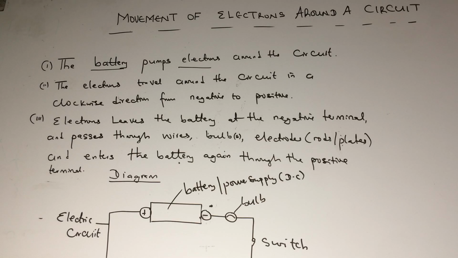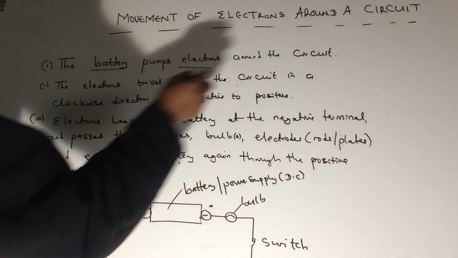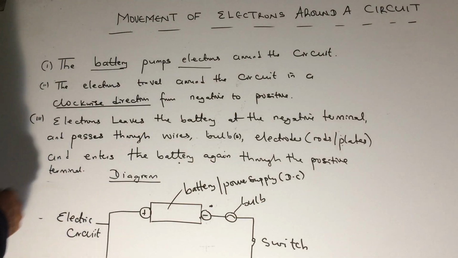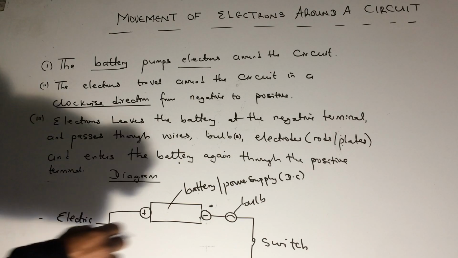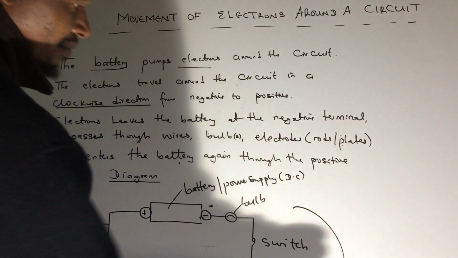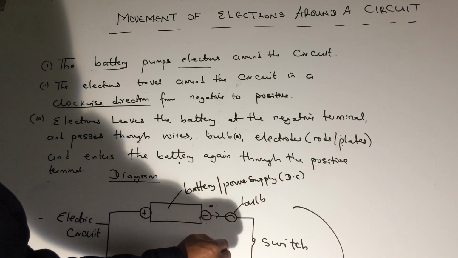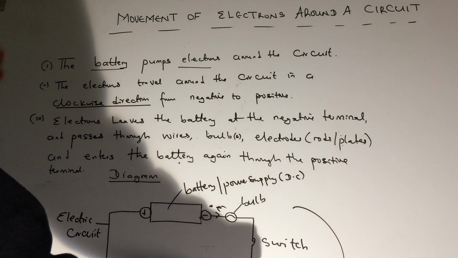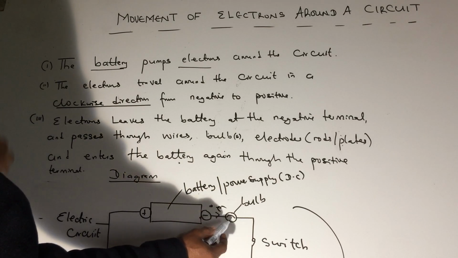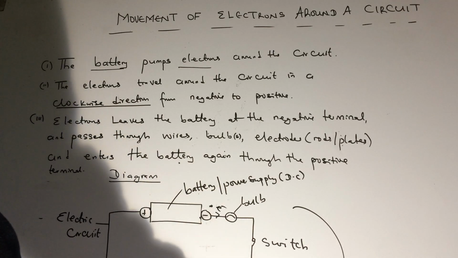Let me explain it one more time. The battery, as I said earlier on, is to pump electrons around the circuit. Now the electrons travel around the circuit in a clockwise direction. That's the point you must know. It goes like this. See? It leaves here. Electrons flow through here, passing through the bulb, the switch, the wire.